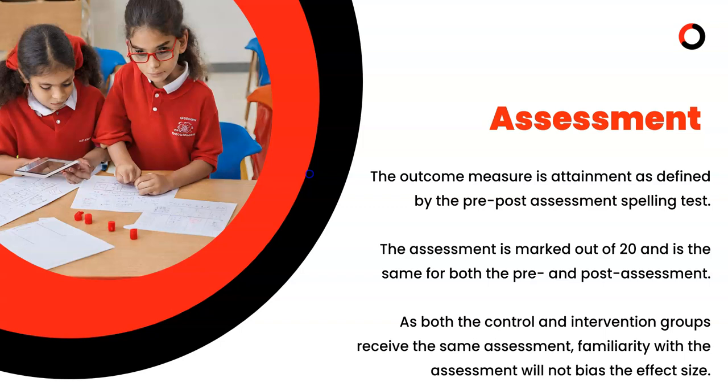So finally, moving on to the assessment, the outcome measure is attainment as defined by a pre and post spelling test. The assessment is marked out of 20, and is the same for both the pre and the post. And as both the control and intervention groups receive the same assessment, familiarity with the assessment should not bias the effect size. And in the resource folder, you will find guidance on how to create your assessment.